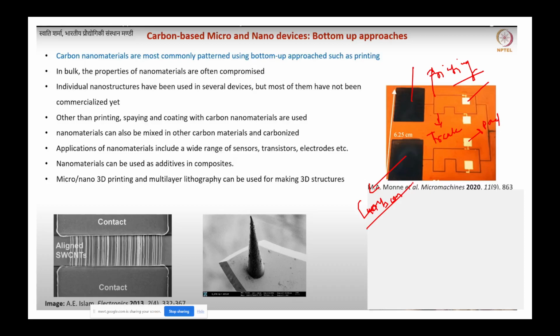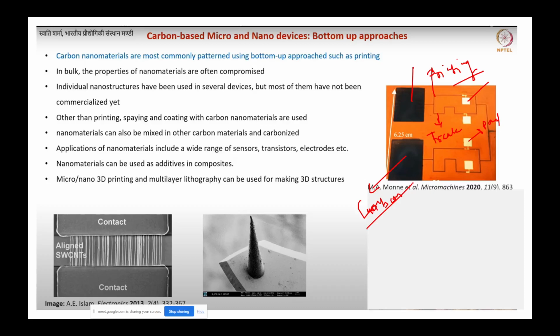So basically, in the printing process, you have to mix your material with some solvent, as well as use some binder in order to make it like a paste or some gel kind of structure so that you can print. In spraying, your carbon nanomaterial is mixed with some solvent, and then you can just spray coat it onto any substrate. Coating is also the same. You just coat the surface of the substrate with whatever material you require.